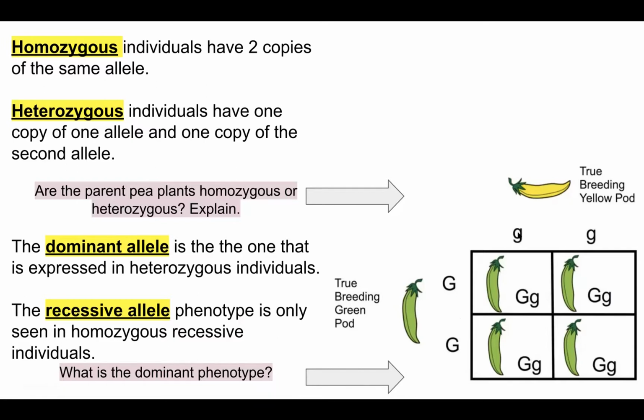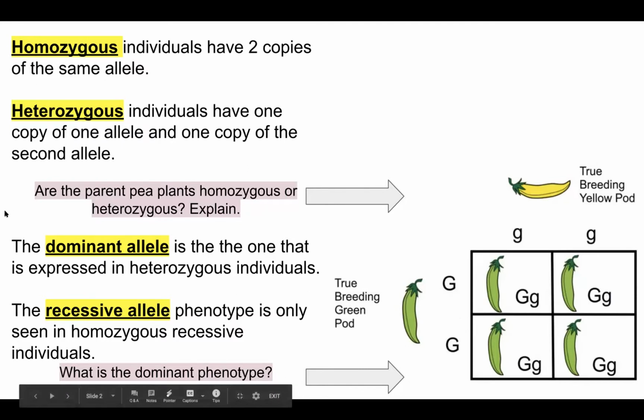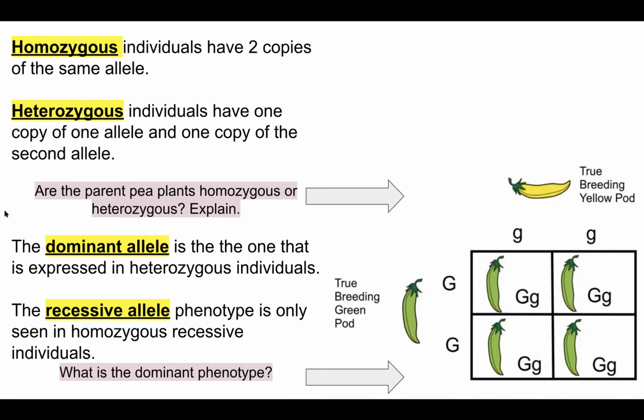So homozygous just means the same. So they have the same alleles. And then the dominant allele is the one that is expressed in heterozygous individuals. And also when you're looking at a Punnett square, the dominant allele is going to be the one in uppercase. And then we have the recessive allele phenotype is only seen in homozygous recessive individuals.